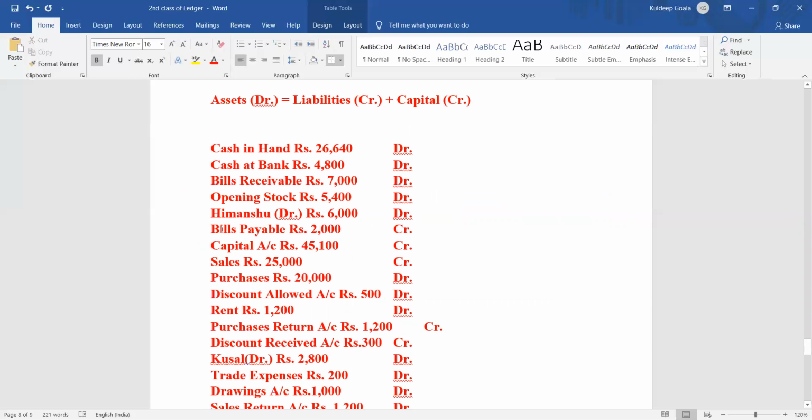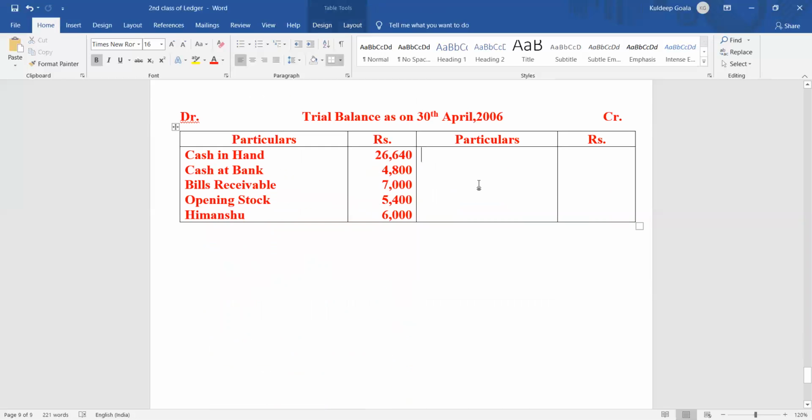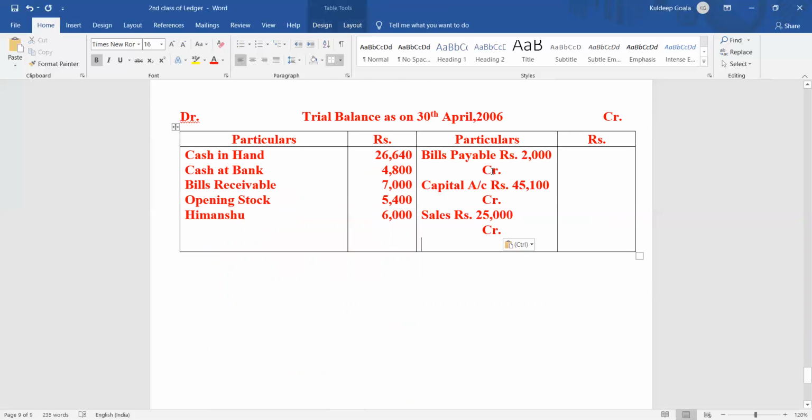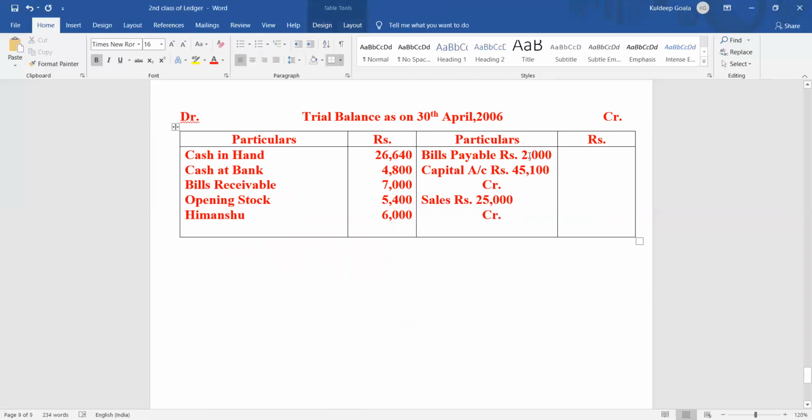Then comes the credit items, that is bills payable, capital and sales. So let's do the same thing again. We are just going to copy here and I'm bringing it here in the box. So bills payable, it is only 2,000. Capital, it was 45,100.